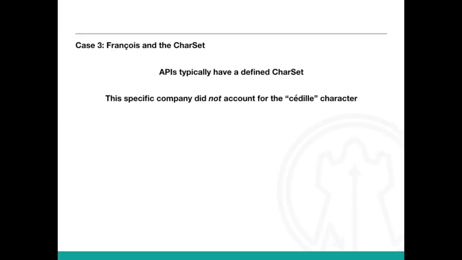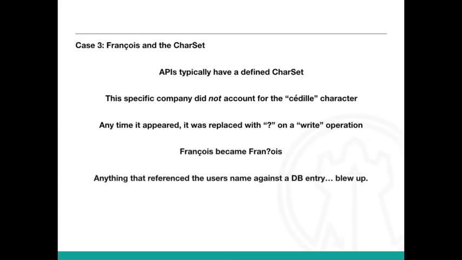So what was happening was anytime a user signed up with a name that had a cedille in it, that cedille would be replaced with a question mark. Anytime it was submitted into the API for processing, it was replaced with a question mark on a write operation. The reason is that the character set the API was equipped to understand did not include this character. Upon receiving a character that it does not recognize, it replaces it with a placeholder, which in this case was a question mark. So in this specific case, Francois became FRAN question mark OIS.